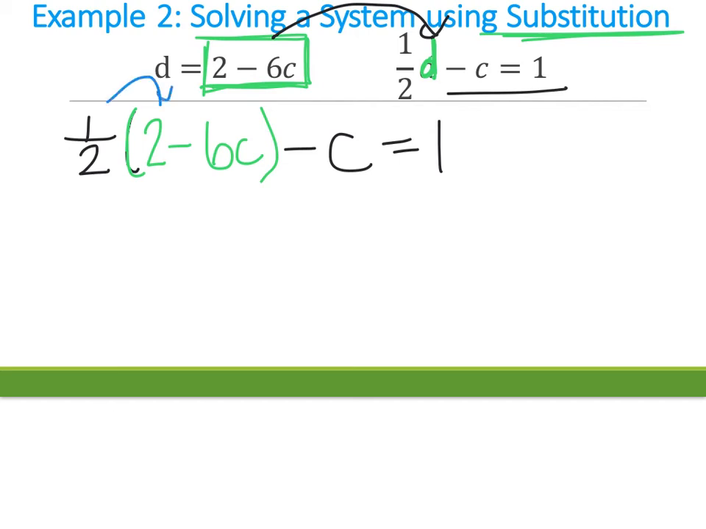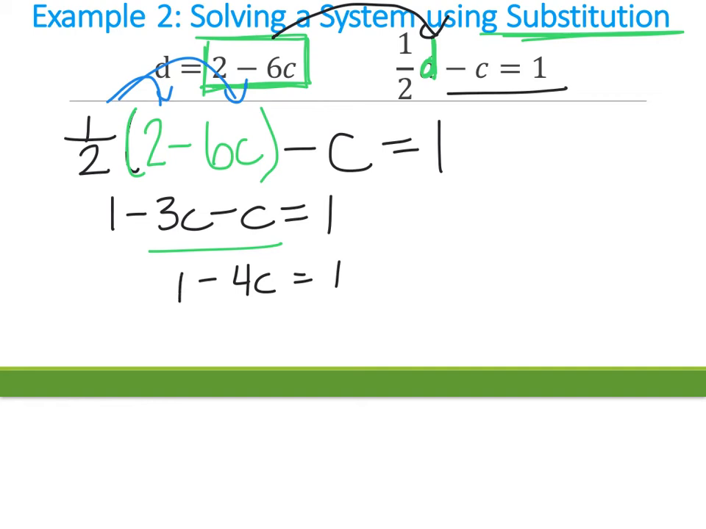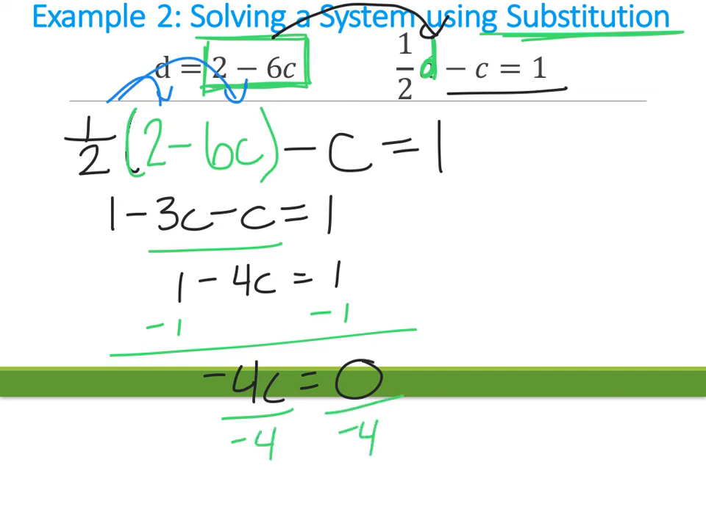We're going to go ahead and distribute. 1/2 times 2 is 1. 1/2 times negative 6C is negative 3C. We still have minus C equals 1. When I combine my like terms, I get negative 4C. Still have that 1. Subtract 1 from both sides. Negative 4C equals 0. You divide both sides by negative 4. We get that C is equal to 0.